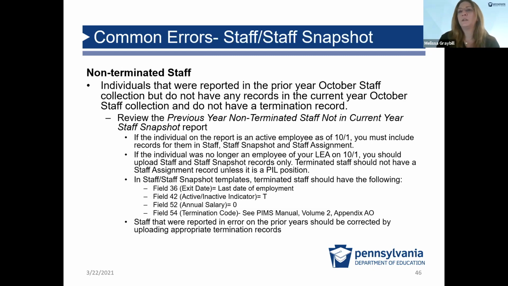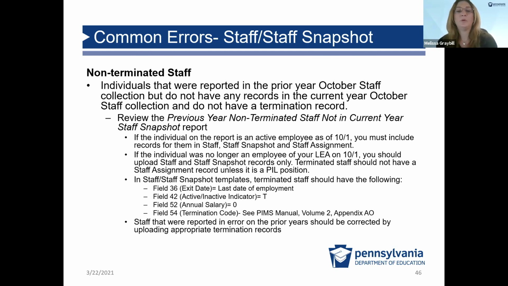Okay, common errors. One of the biggest errors, and it continues to be a struggle, is non-terminated staff. This is why it is so important to make sure that anybody that has left your LEA since October 1 of last year is reported with the appropriate termination information. There is a listing here: field 36, field 42, field 52, and field 54. These are all required to accurately report the termination of a staff member. And you must update that in both staff and staff snapshot.